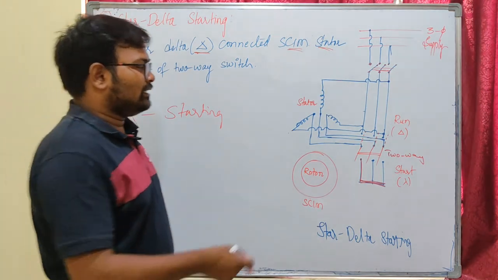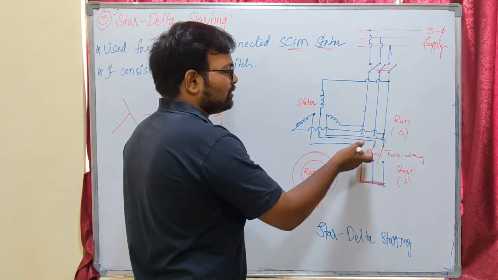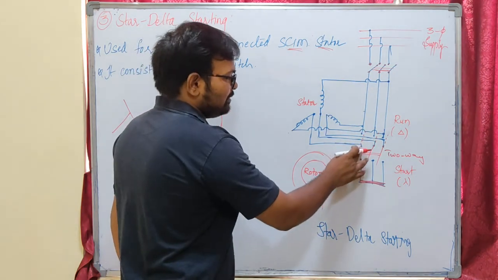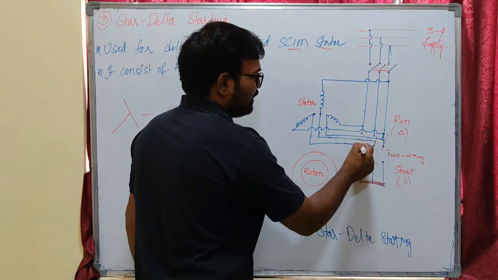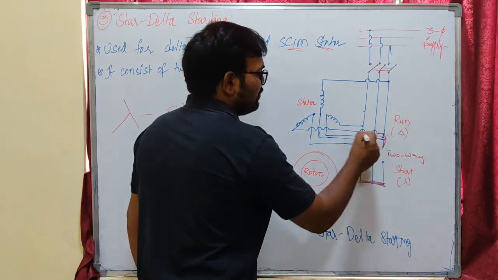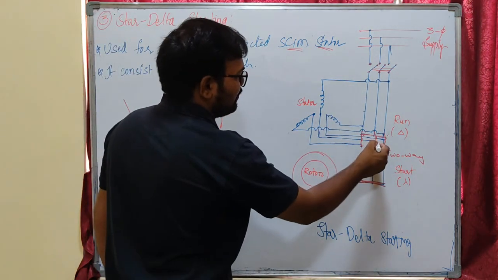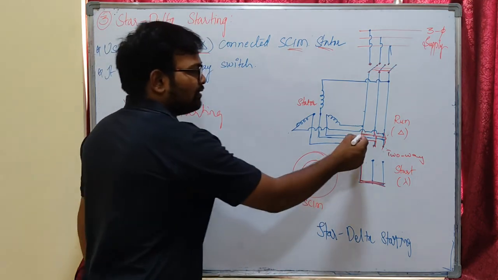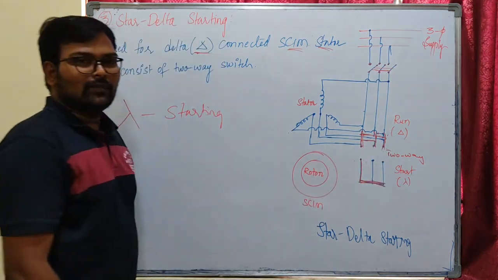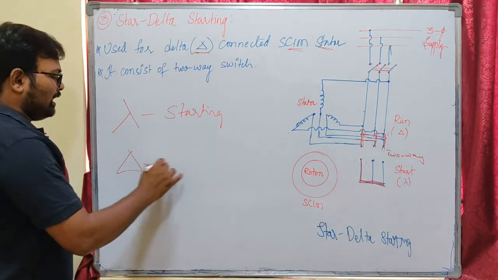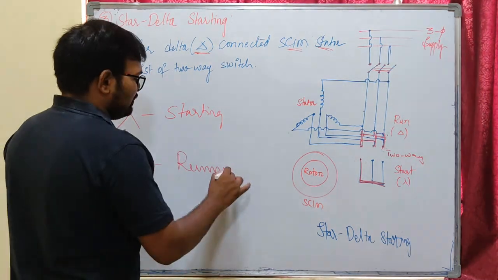Under running condition, we are going to move this two-way switch to the upward position. This will be connected to this, under running condition. You can see the winding is now connected in delta. Here you have short circuited like this. So under running condition, our stator winding is delta.